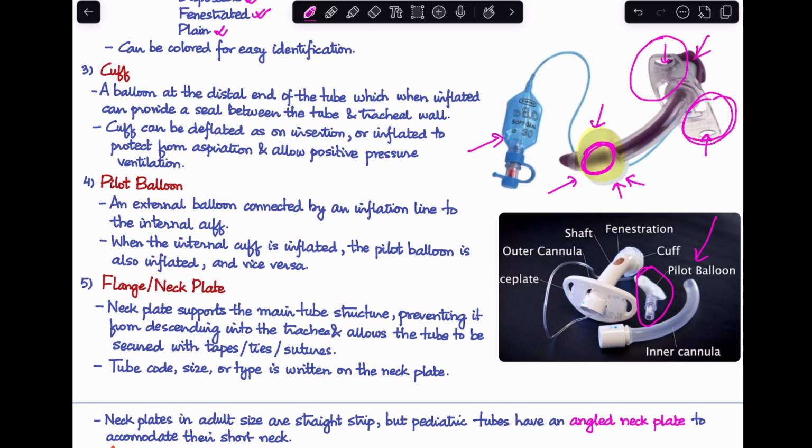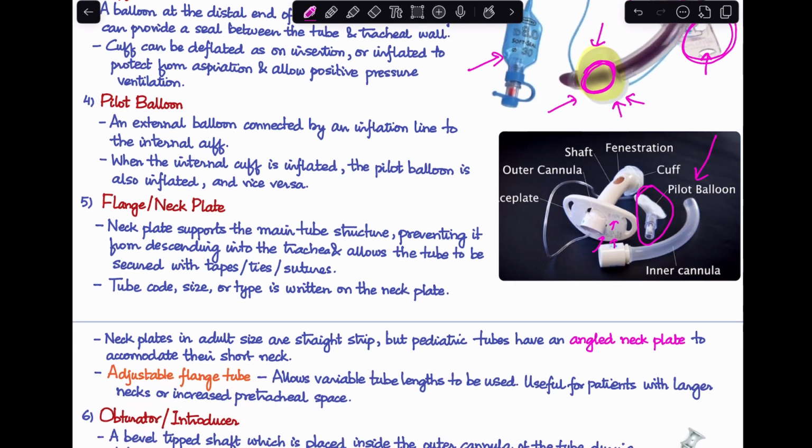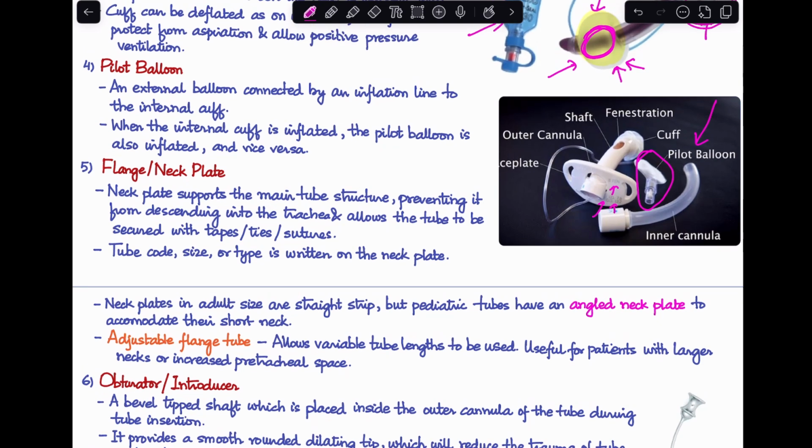So, this part is very important, and this neck plate is where the tube code, the size, or the type is written. If you look at the image here, there are certain things written over here. This is where we find the tube code, size, or type. And there is some difference in neck plate between a pediatric tube and an adult tube. In an adult tube, the neck plates are straight, like we just saw. But in case of a pediatric tube, they have a slightly angled neck plate, and this is given so that it can accommodate for the short neck of the patient.